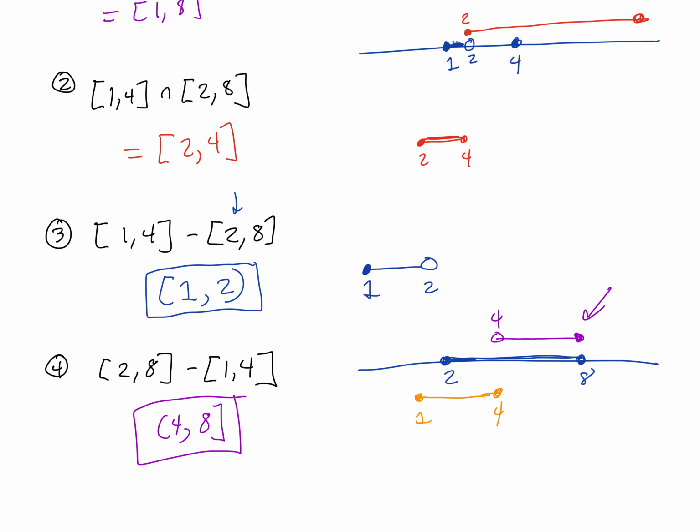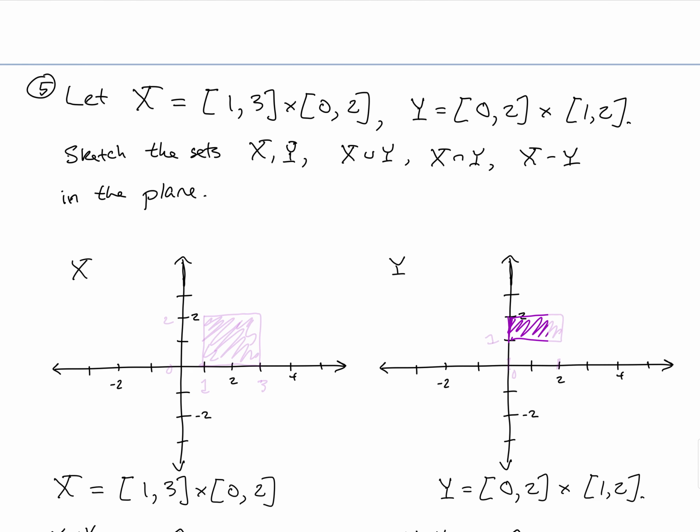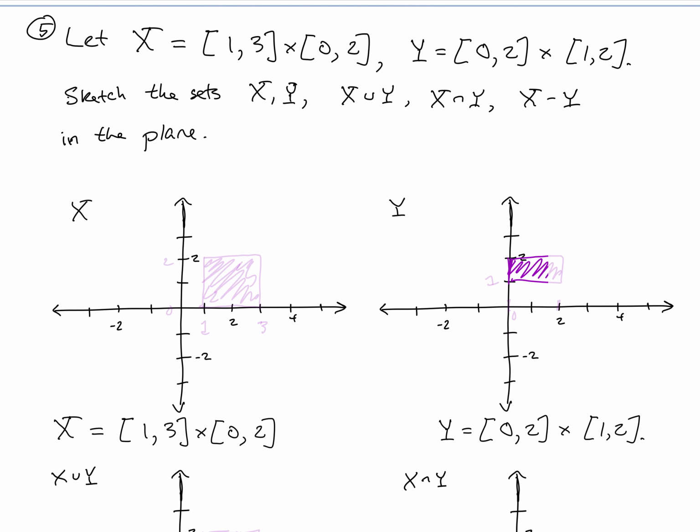Okay, finally, we want to sketch these sets in the plane. So X is the Cartesian product of 1, 3 crossed with 0, 2, both closed intervals. We always assume that if we're drawing these in the plane, the first set is along the x-axis, the second set is along the y-axis. So from 1 to 3, and from 0 to 2. So this is just going to be a rectangle in the plane. And so this is our set X.